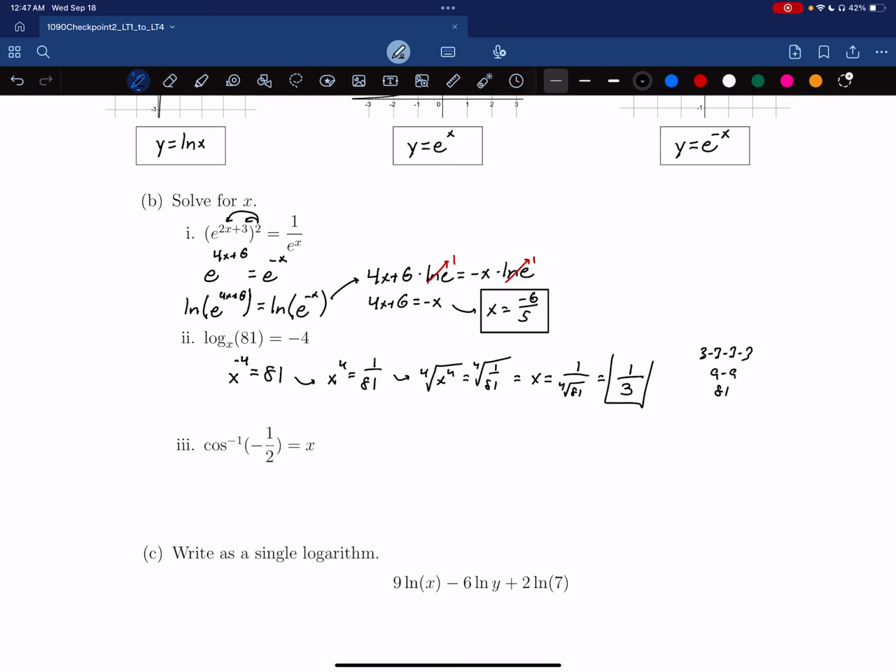So 1/3 is our answer here. You know what, I'm just going to write this, just for clarity's sake, as x equals 1/3, just to remember what we were actually solving for.